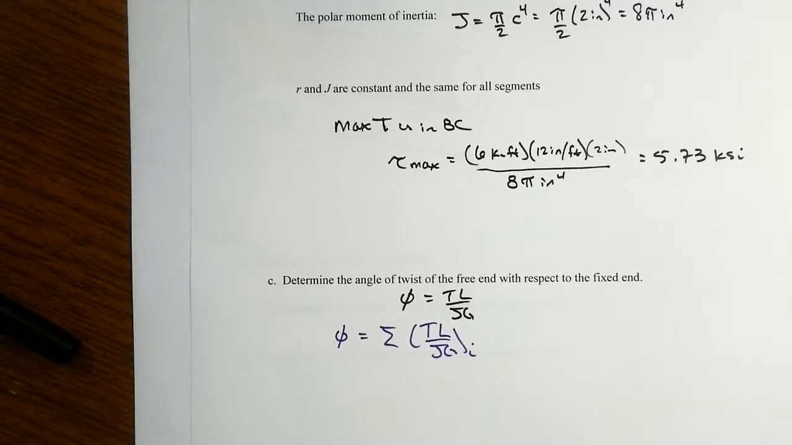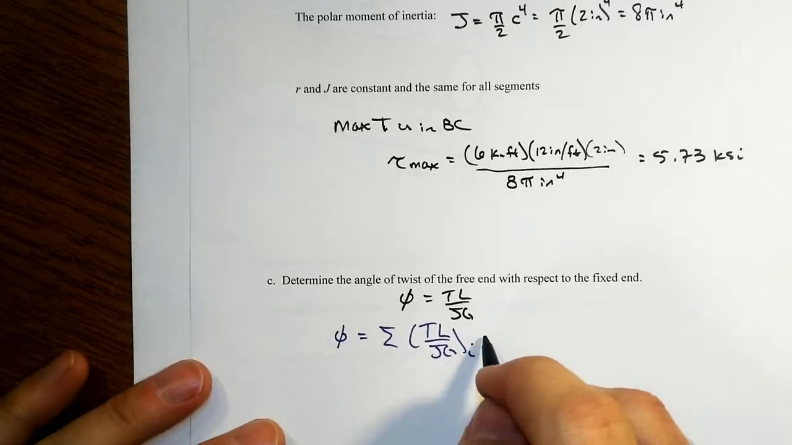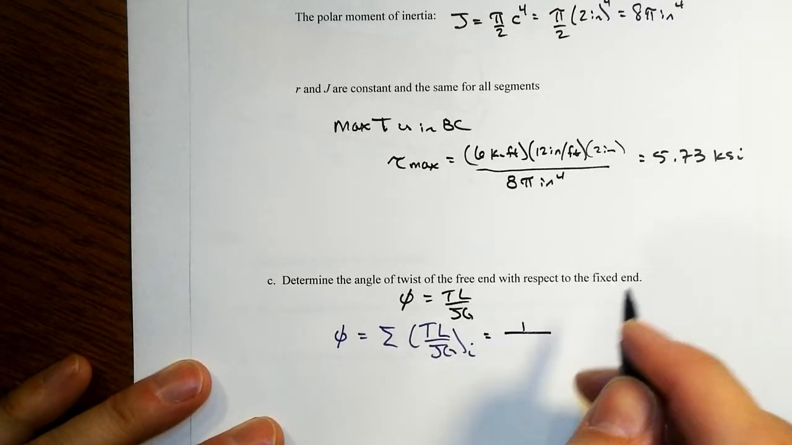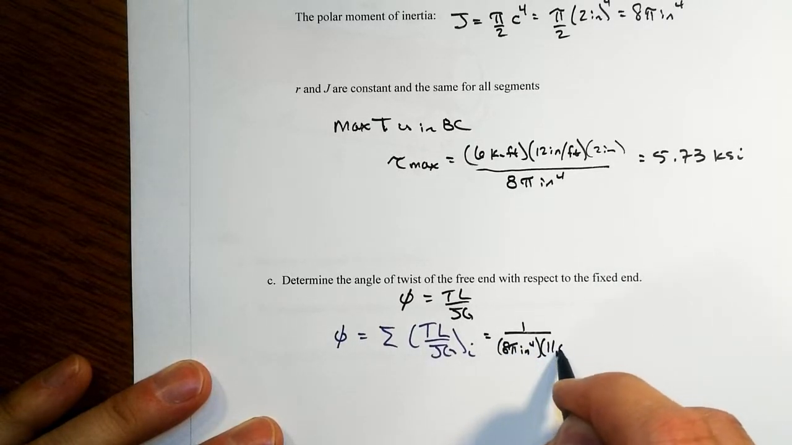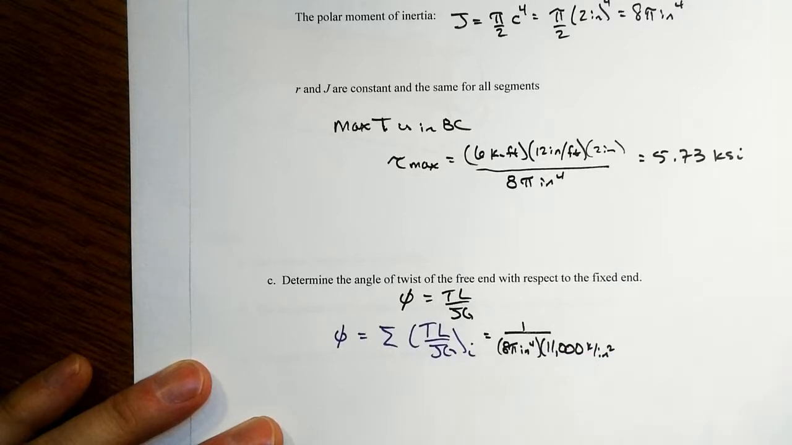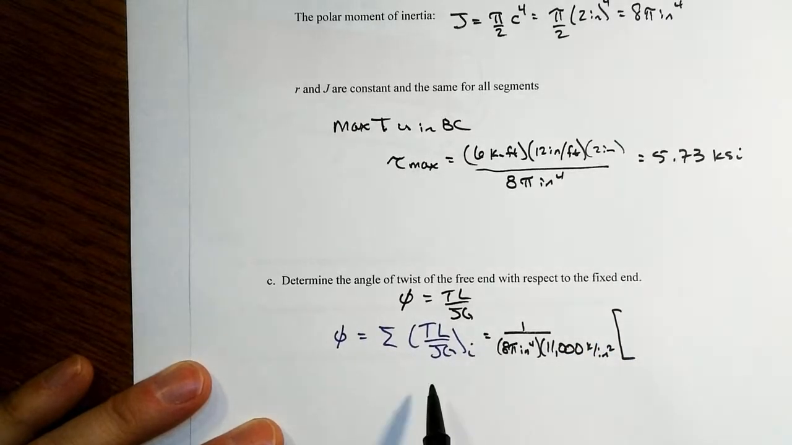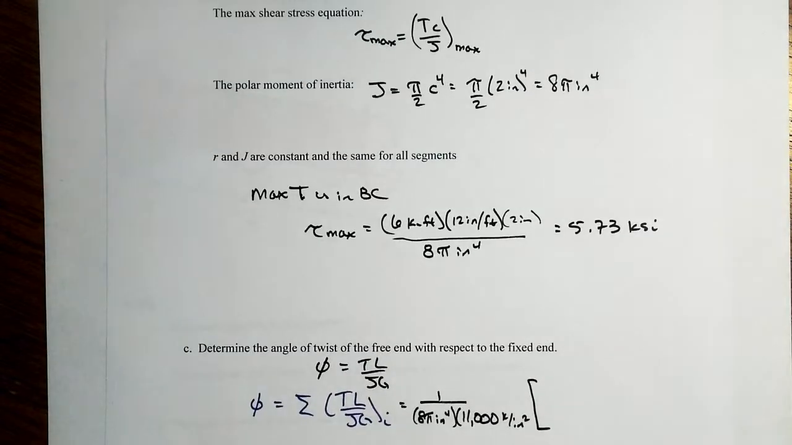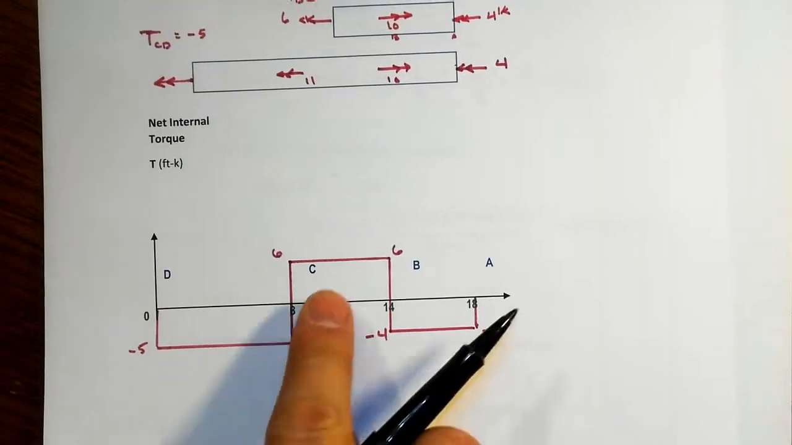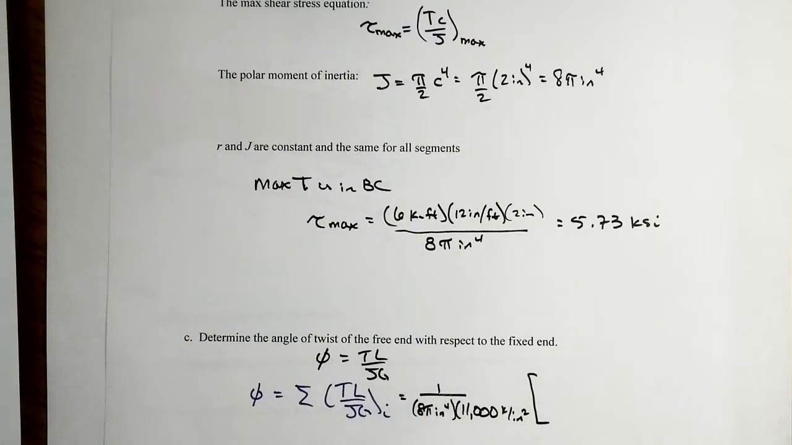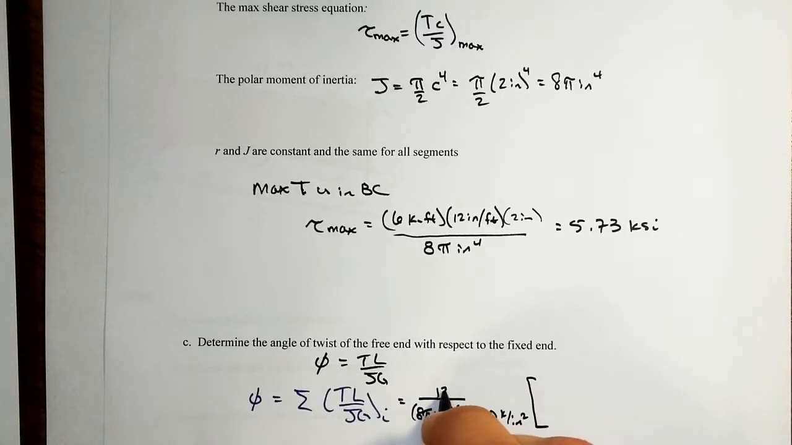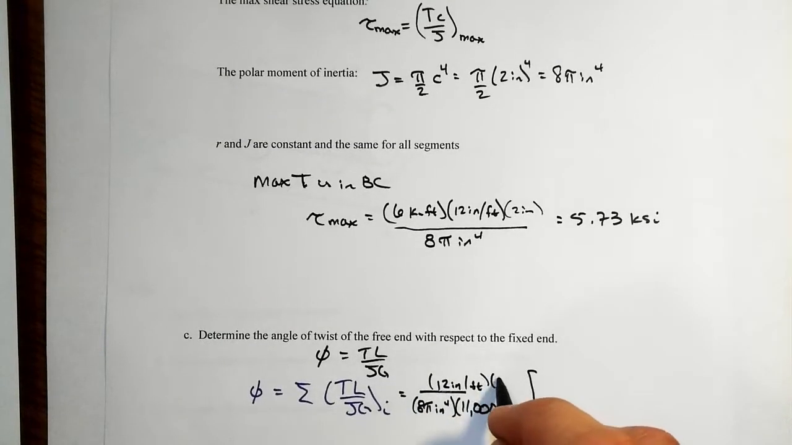Right, so J and G are constant for all these, so let's factor that out right off the bat. We've got 1 over J, that's 8 pi inches to the 4th. G is 11,000 kips per square inch. Right, and then we only have to deal with a combination of T and L in each segment. We've got a negative 5 kip foot, a positive 6 kip foot, and a negative 4 kip foot. All kip feet, so let's do that conversion out front, 12 inches per foot. And there's also going to be the length, which will also get converted, so we'll have another one of those 12 inches per foot.